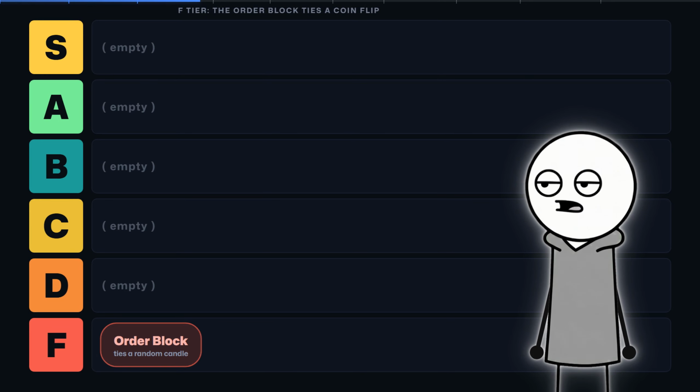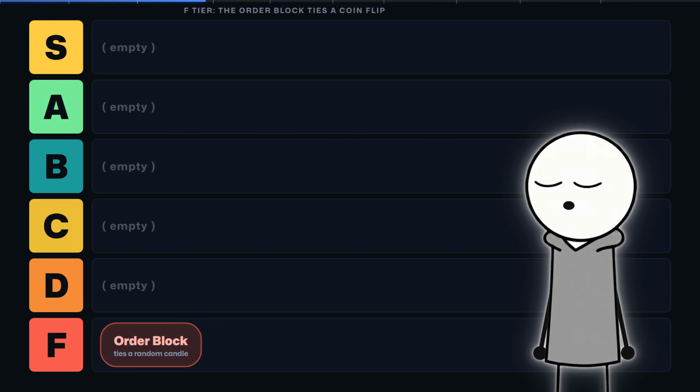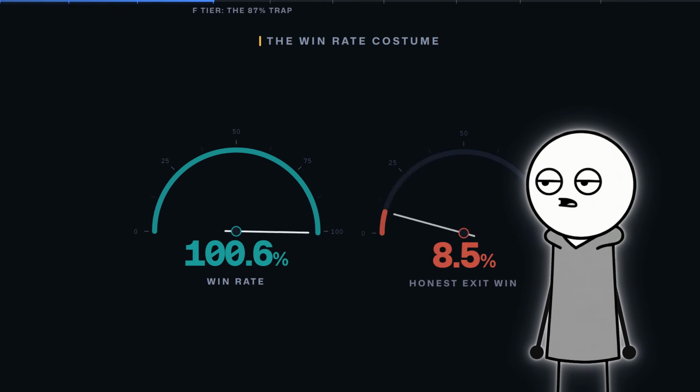A plain pullback with no smart money story actually beat both. The most famous setup in all of trading, and the label does no work. Order block, F tier. Number 2, the silver bullet.